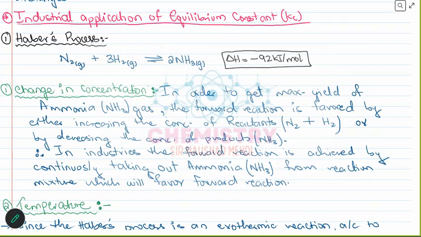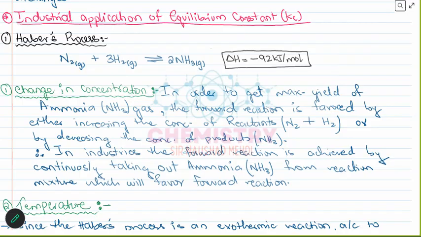Okay. So, what is the objective of industry? The objective of the industry is to produce this ammonia gas in a very large amount. They want a very high yield of this ammonia gas. That's all. Okay. So one objective of industry is to produce a large quantity of ammonia gas. So the ammonia gas yield should be very high.